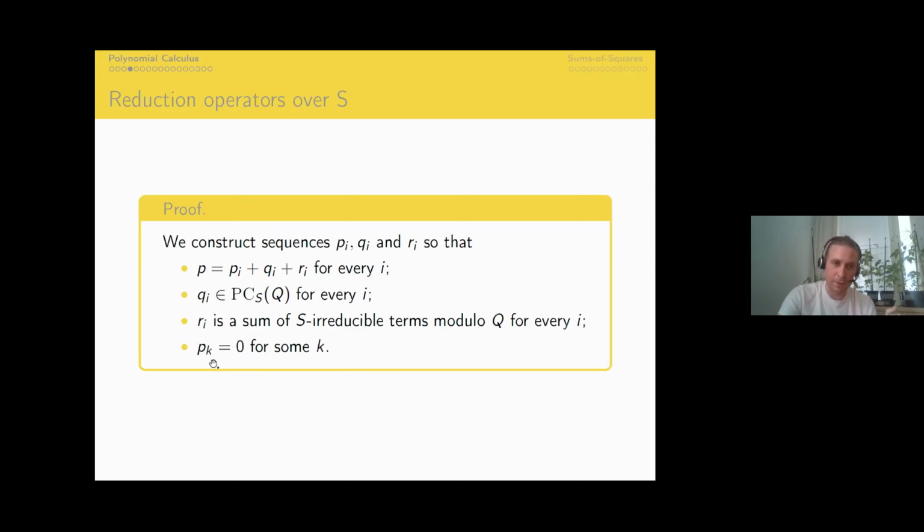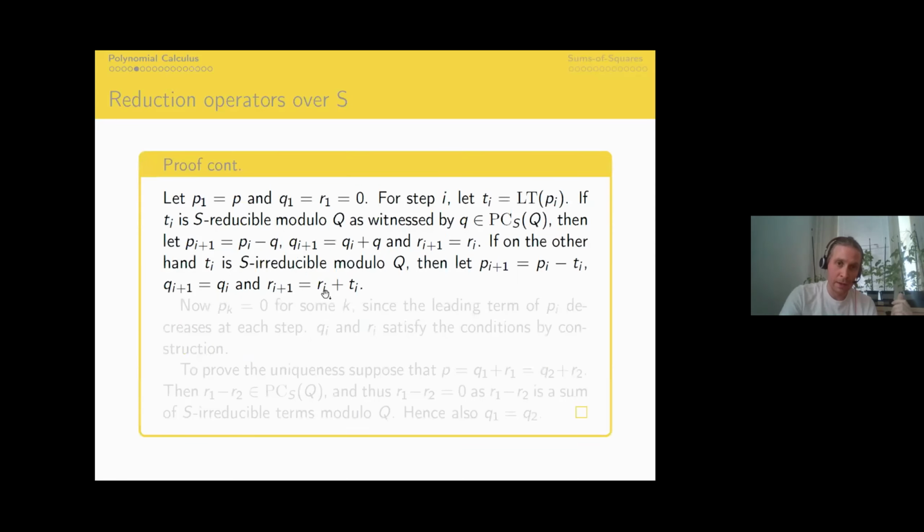And at some point, we reach a situation where pk is 0, and then we have at least one such decomposition of p into a provable and irreducible part. Okay, so we start with p1 being p and q1 and r1 being 0, and at each step we look at the leading term of the previous p.